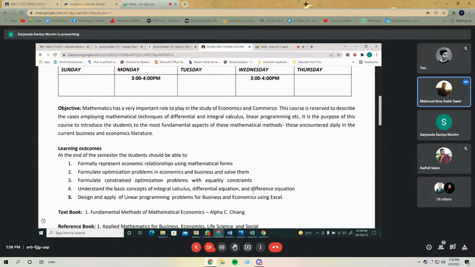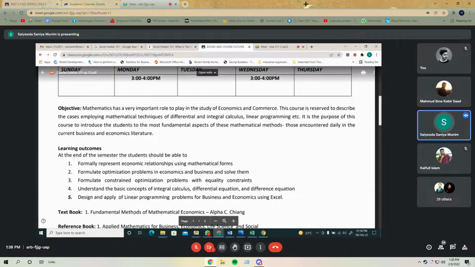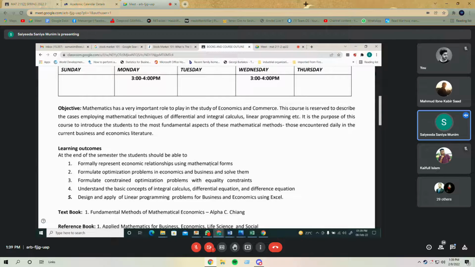So whatever I said, we are going to translate our real world problem into mathematical language. First of all, we are going to see how we can formally represent economic relationships using mathematical forms. That's the first step in translation, okay?